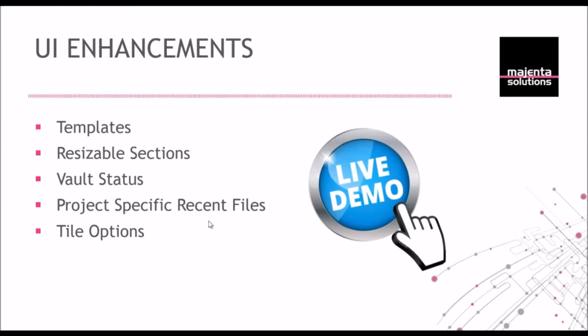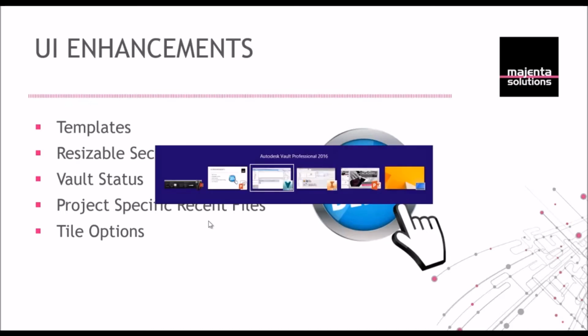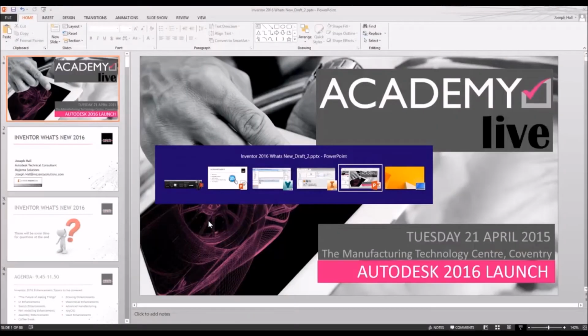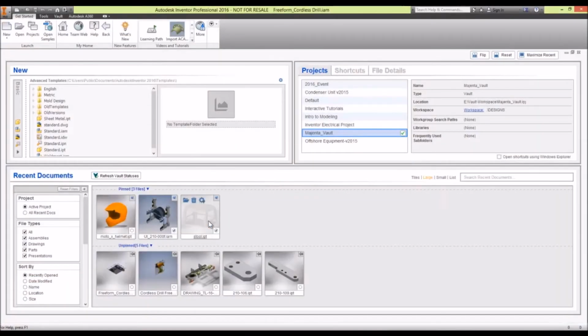So let's have a quick look at the software itself. We're going to nip into templates. I'm going to show you that we've got resizable sections. I'm going to highlight the fact we have a vault status now available in our home screen, project specific recent files, and then we're going to have a look at some tiling options when we actually have some software as well. So I'm going to nip back into the software.